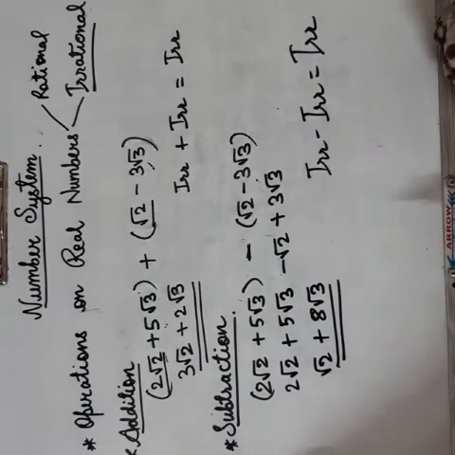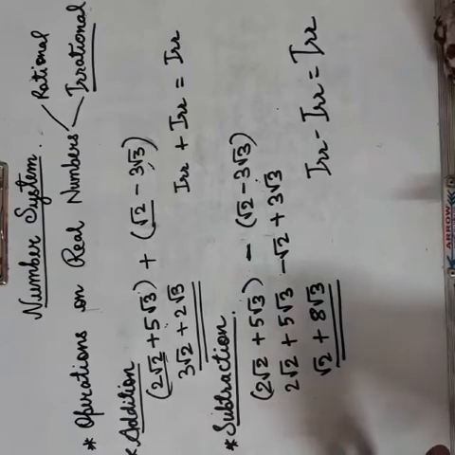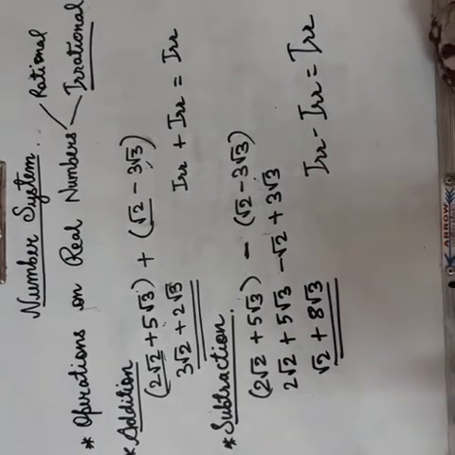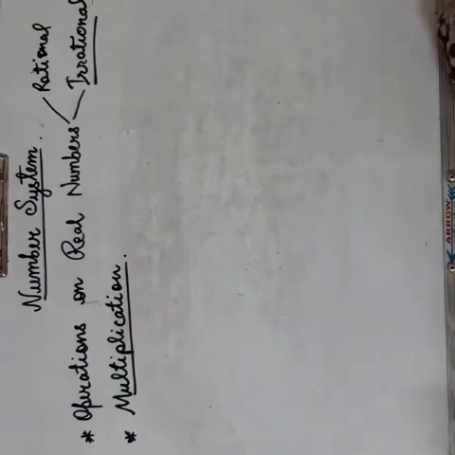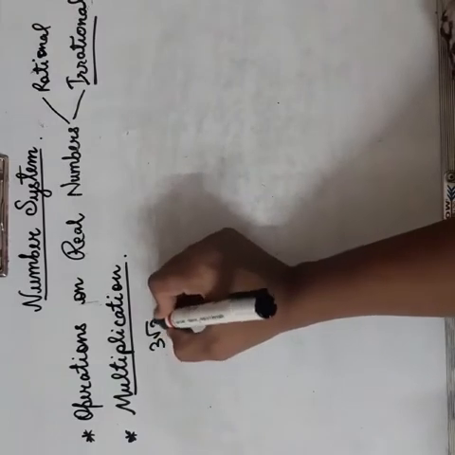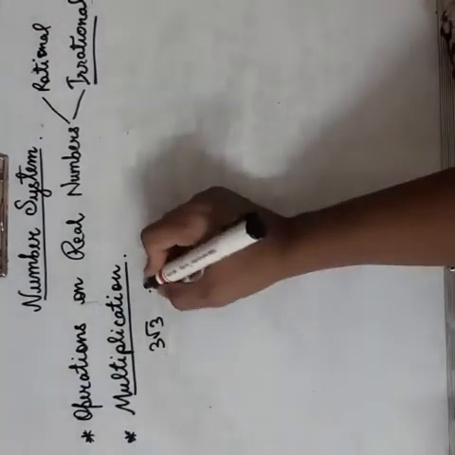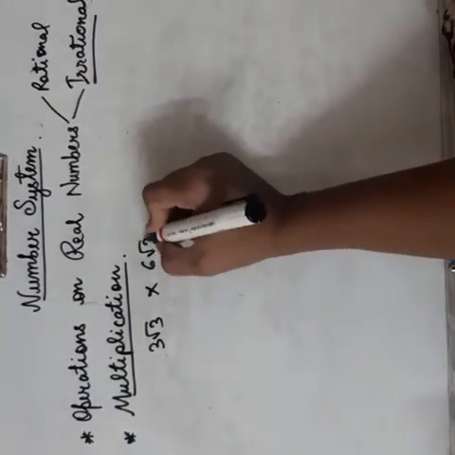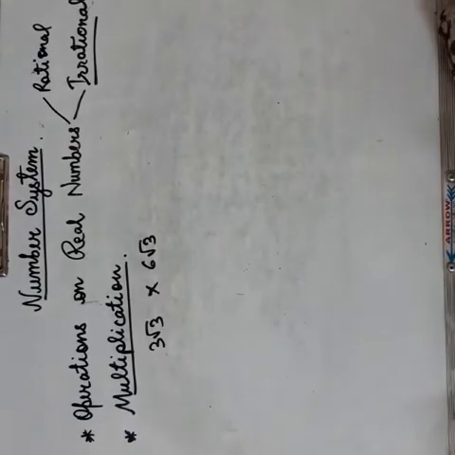So this was about addition and subtraction of irrational number with irrational number. Now let us see, when we multiply and divide, what will be the result. Okay, now multiplication of irrational number with irrational. So let us take 3 root 3 as one irrational number and 6 root 3 as another irrational number. So what will be the multiplication?